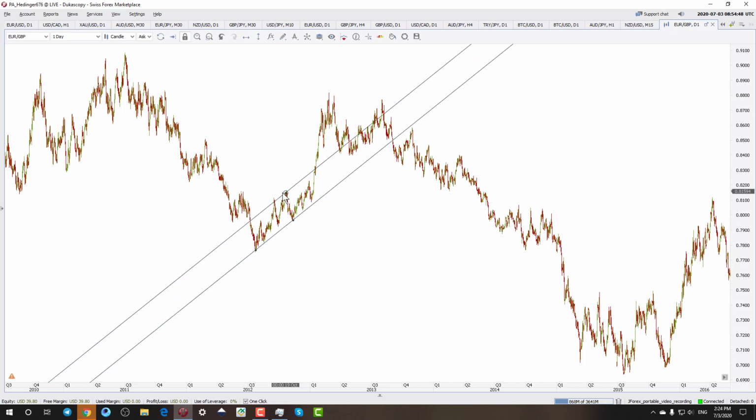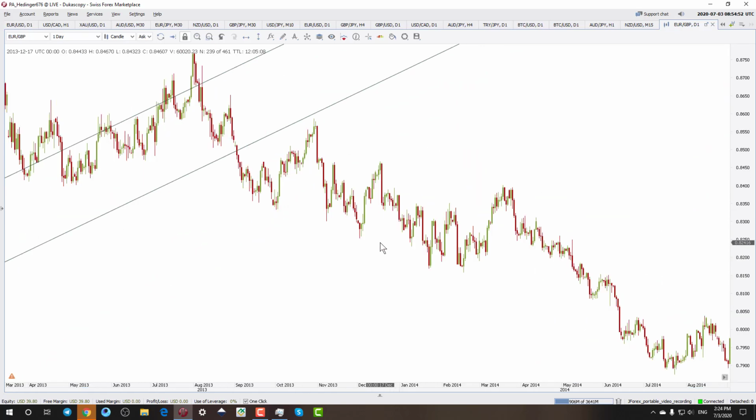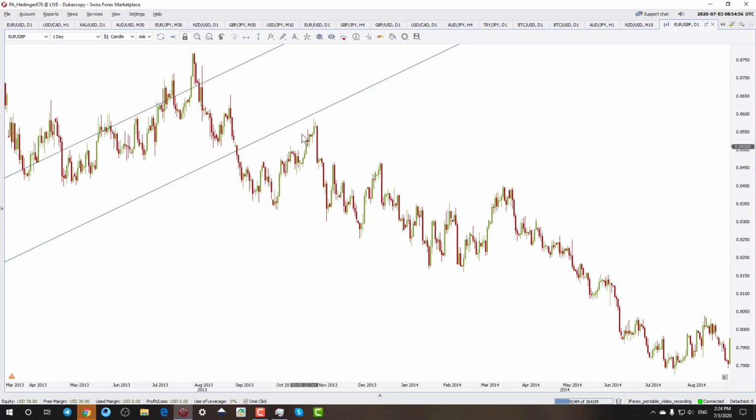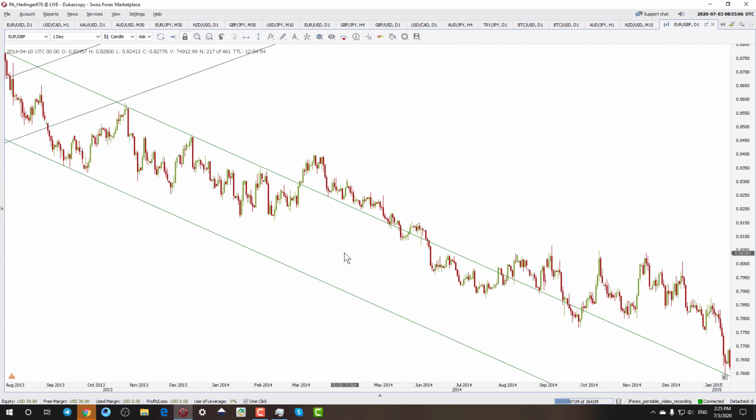Most of the time price moves in channels. Now this is not a new thing, but for those who did not know, for them of course it is a new thing. And when the price is going down, then you have to join the highs, not the lows, okay. We don't want to force the channel if it is not there, but if it is there, then of course we want to draw it.